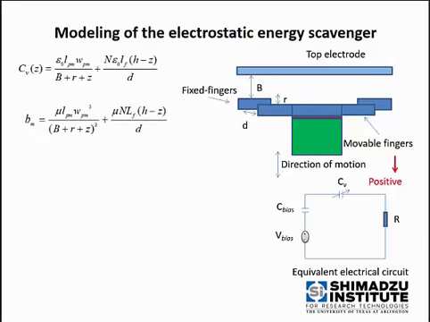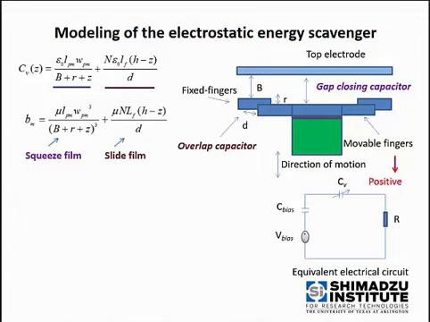The total capacitance and the mechanical damping present in the system are given by these two expressions, where the gap closing capacitance forms between the top of the proof mass and the top of the electrode, and the corresponding mechanical damping is a squeeze film damping.